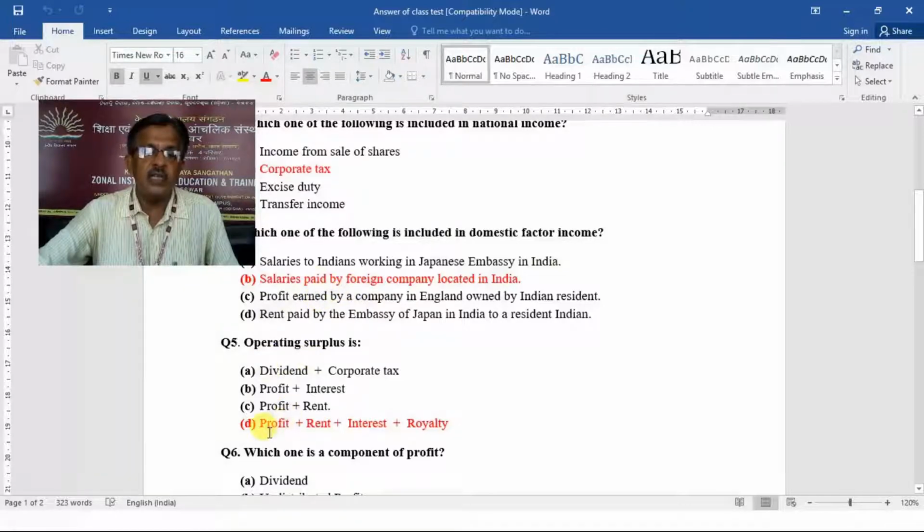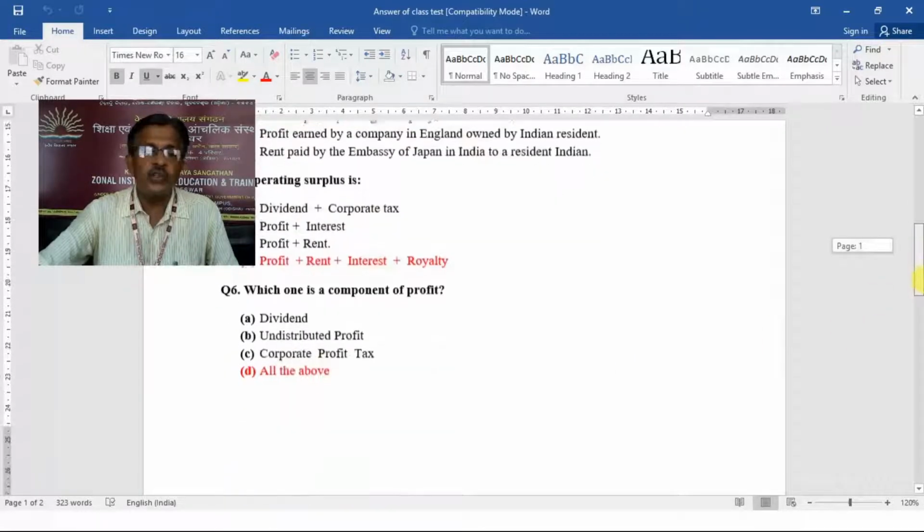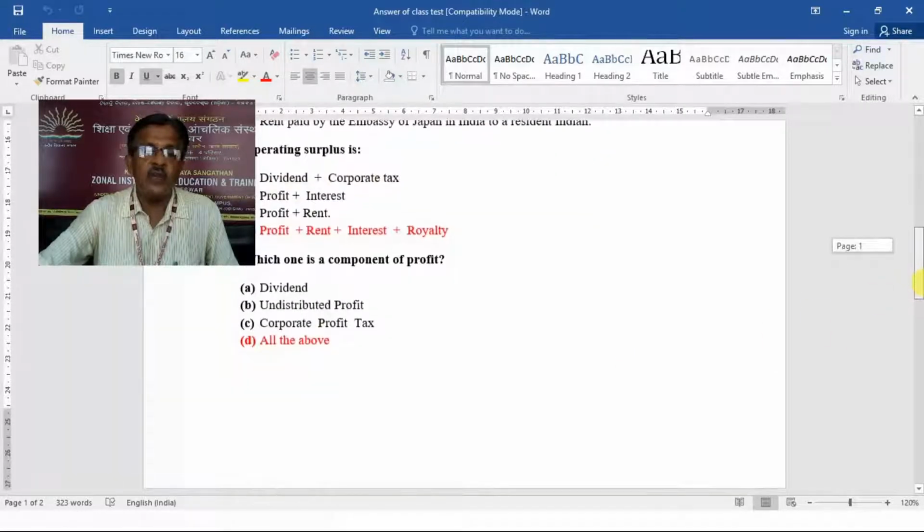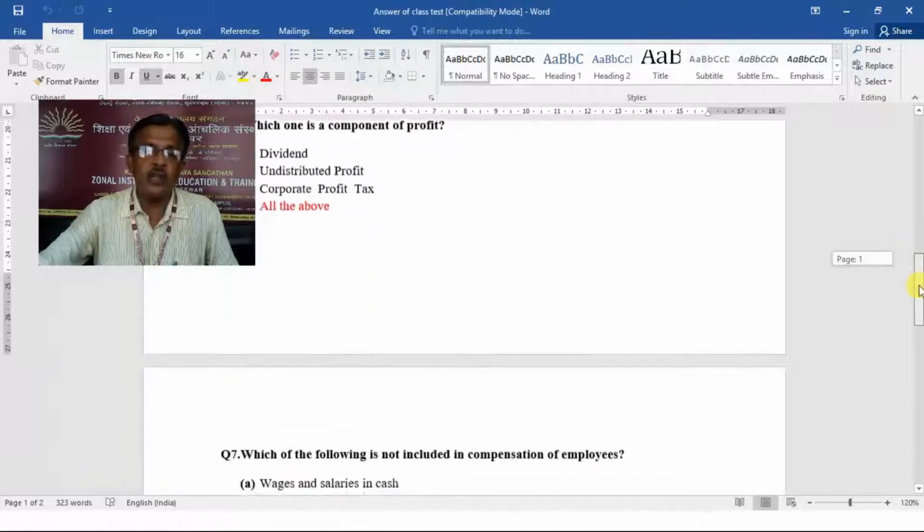Operating surplus is equal to what? Profit plus rent plus interest plus royalty. Which one is a component of profit? All these are components of profit, all of the above.